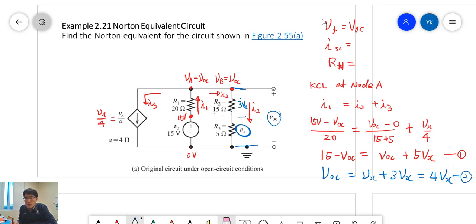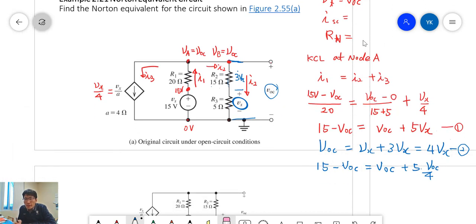Now we can plug these into the equations. Vx is one over 4 of VOC, plugged in here, so 15 minus VOC equals VOC plus 5 times VOC over 4. Now we can multiply by 4, and this one moves to here, so 60 on the left, and on the right 4 VOC plus 4 VOC is 8 VOC, plus 5 VOC, total 13 VOC.